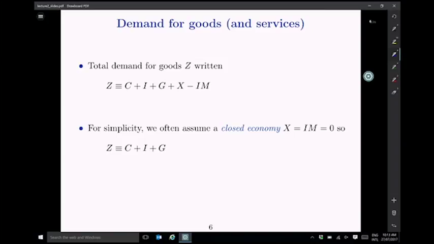Assume there is one good in the economy. Assume that the supply side is passive. The economy can always produce whatever is demanded in the economy. And then let's look at what determines this aggregate demand.